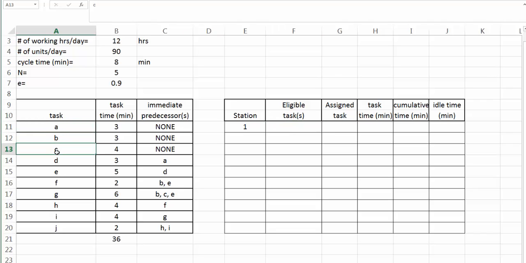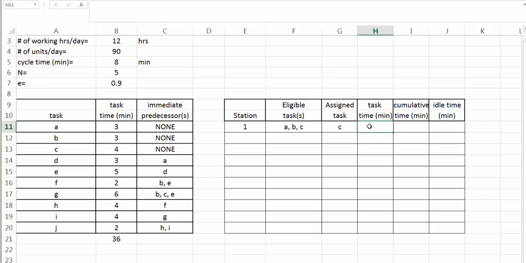A, B, C, all those three tasks have no immediate predecessor. What does it mean? It means we can begin the whole thing with either A or B or C. But we can only assign one task at a time. Which one goes first? And here's where the longest task time rule comes into play. A takes 3 minutes, B takes 3, C takes 4. So we're going to pick C. That would be the assigned task.